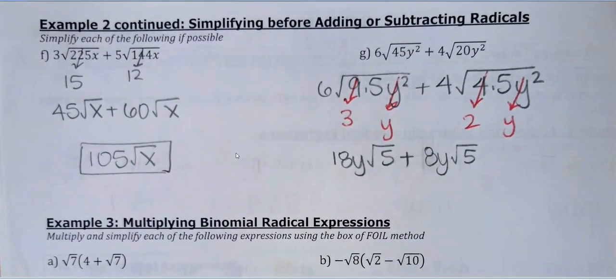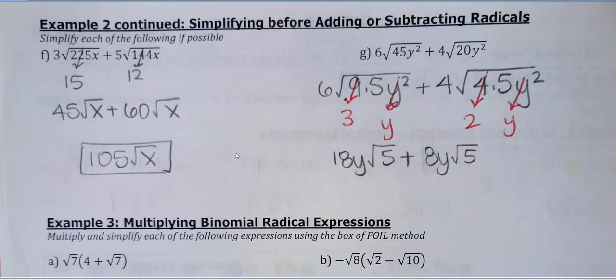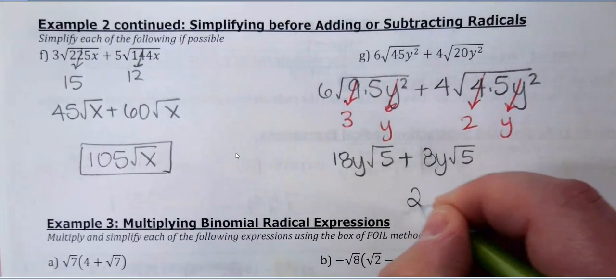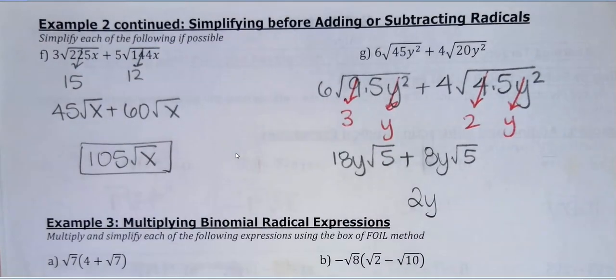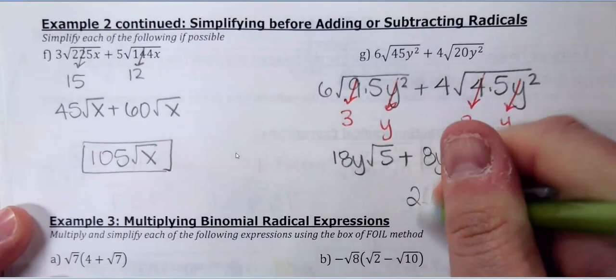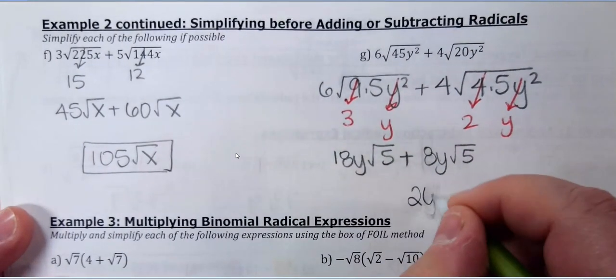Can we add those together? How would you add those? Just raise your hand and tell me, what do you think the answer would be for that? There's nothing tricky to it. Yep, it says 26y. Yeah, don't change any exponents or anything like that. Just literally 18y plus 8y would be, I don't know why I just wrote 2, would be 26y. And then radical 5.